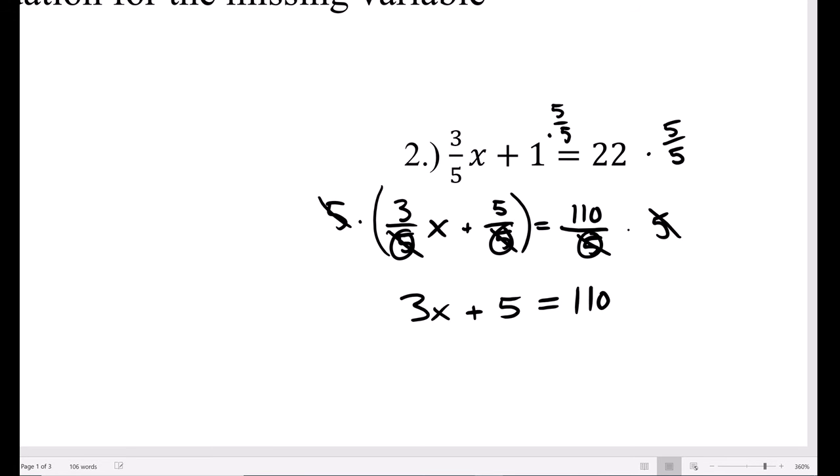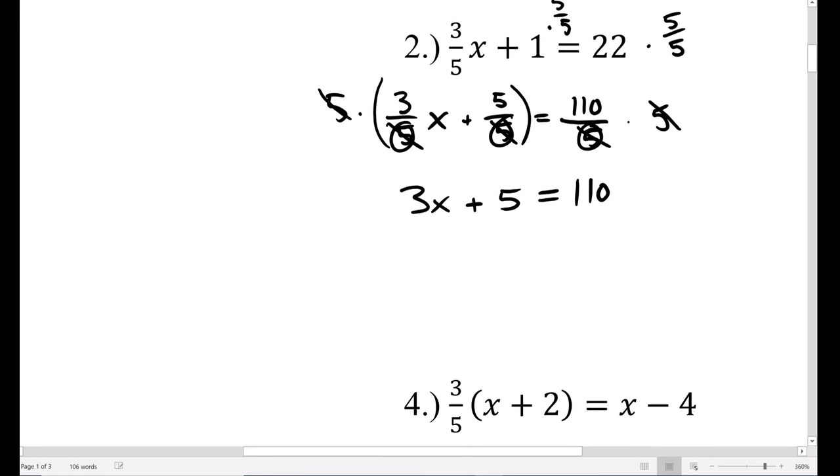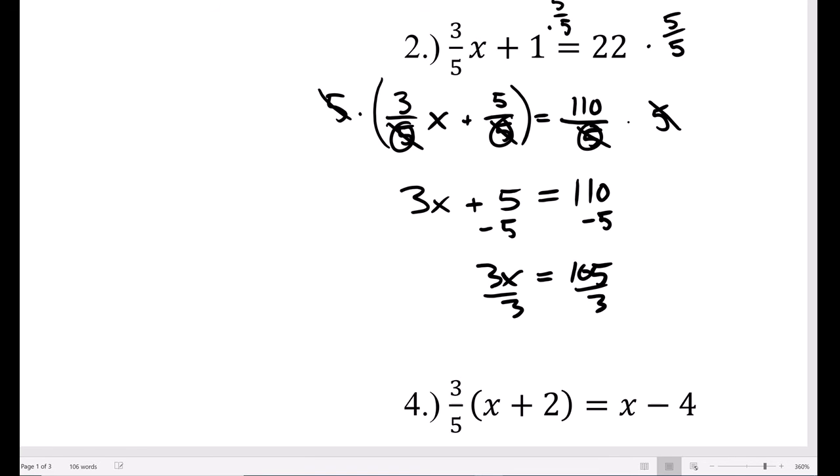Now this is something that's much more familiar to us. This is just a two-step equation. So I'm going to subtract 5 from both sides. That leaves me with 3x equals 105. And then lastly, divide by 3 on both sides. And I get x is equal to 35.